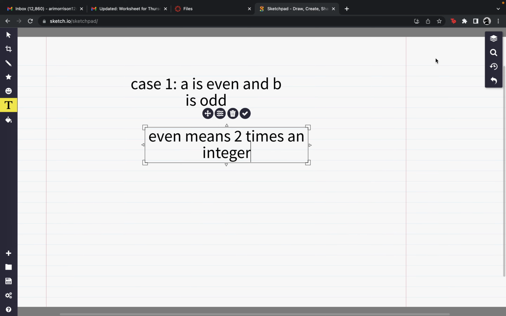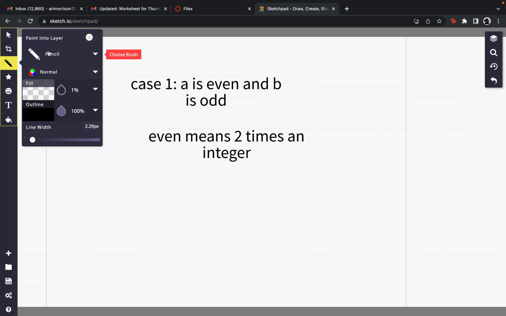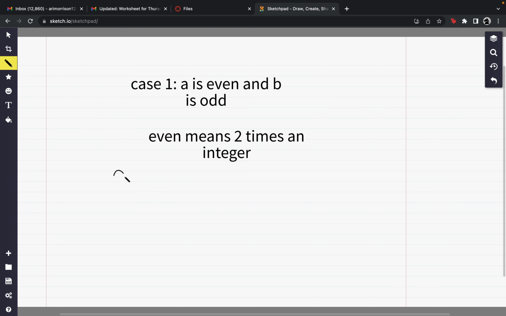That's very important. And in the future, when we see things like an even integer, I want you guys to think of 2 times z, where z is an integer. I like to use z because Z is also the set of integers. So it's a little z here. Big Z is the set of integers.